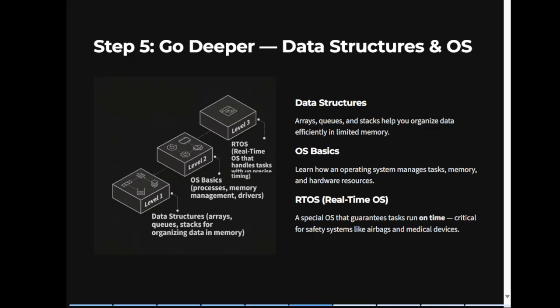Second is the operating system. An operating system manages the memory, tasks, and programs. In a simple embedded system, it may not be required that much, but if you build a complex system like a smart TV or medical devices, you will require an operating system.